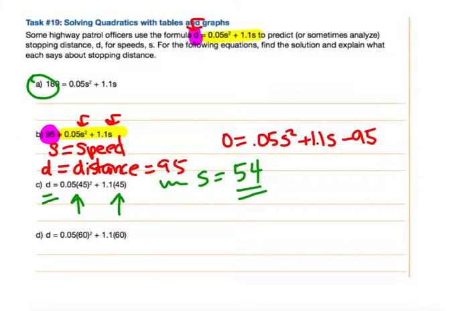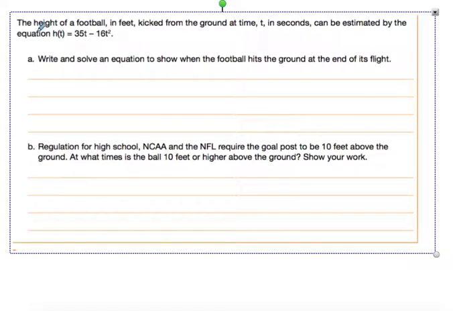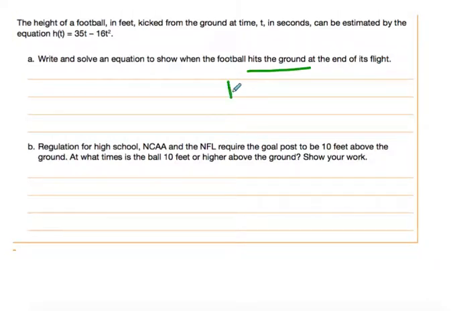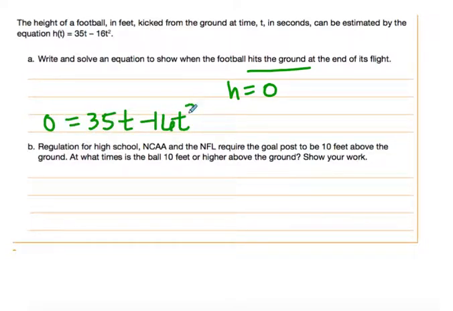in the problems. All right, the next one, the height of a football in feet kicked from the ground level in seconds can be estimated by this. Write and solve an equation to show when the football hits the ground at the end of its flight. So if it hits the ground, you would know that H equals 0. So you could plug 0 in for H and solve for the time, and that would tell you when it hits the ground.